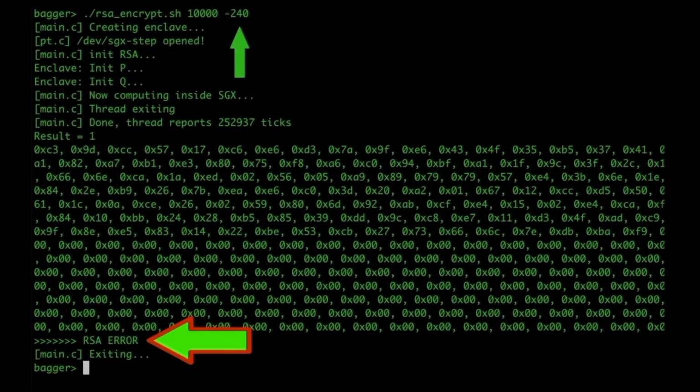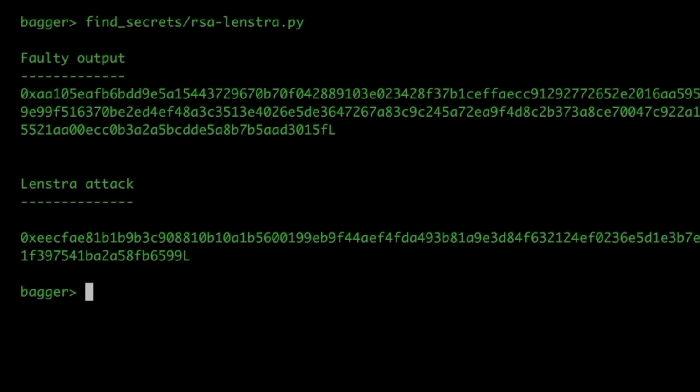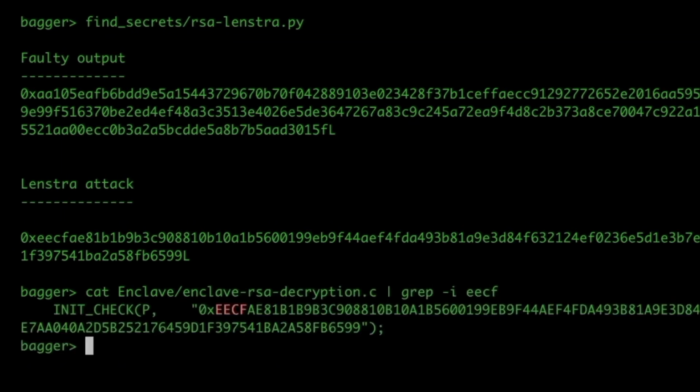We get a faulty decryption, and that we can now put into our little Python script here, which implements a Lenstra attack to recover one of the prime factors, in this case the value starting with EECF. And now to prove that we haven't cheated, let's look into the enclave code here, and see which value was hard-coded there. We'll also check the first few digits of our coefficient. And then we see that we have recovered p here. So you've got the private key out of something happening inside an enclave just by undervolting.